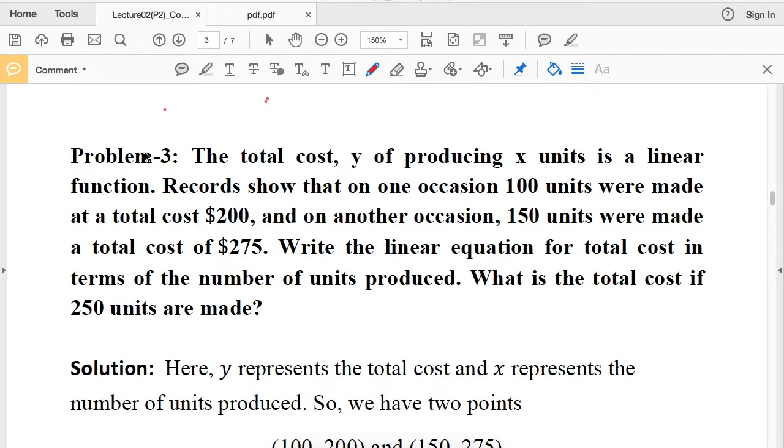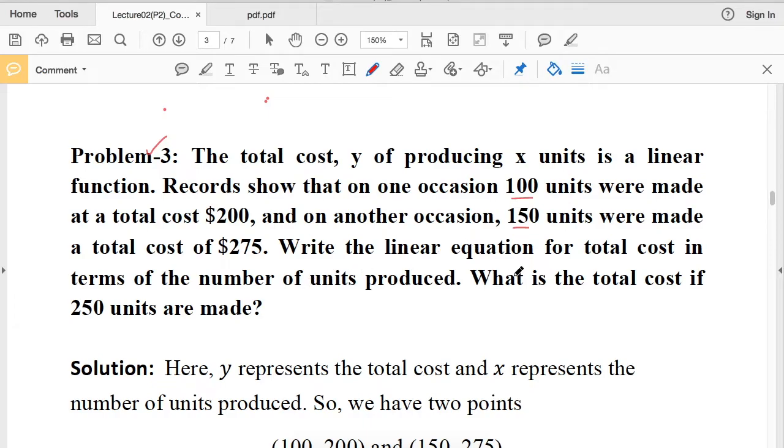So now let us try to understand problem 3. Let me read the problem. The total cost y of producing x units is a linear function. Records show that on one occasion 100 units were made at a total cost of $200, and on another occasion 150 units were made at a total cost of $275. Write the linear equation for the total cost in terms of the number of units.